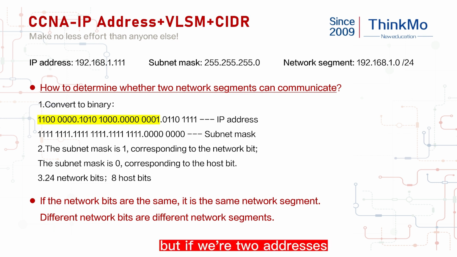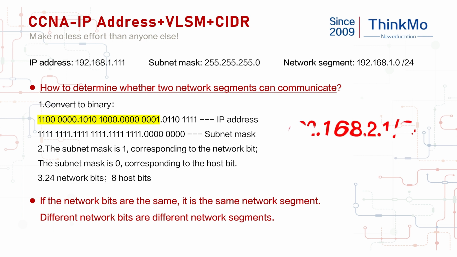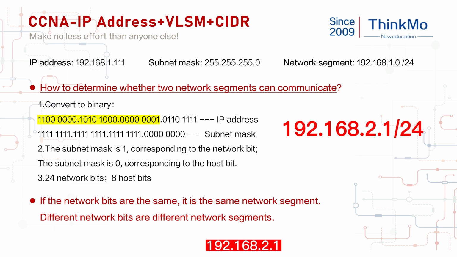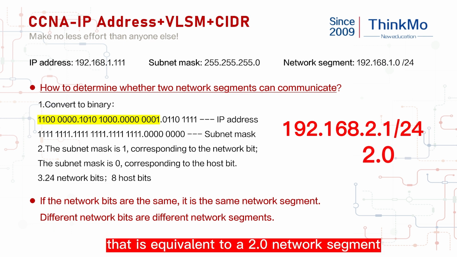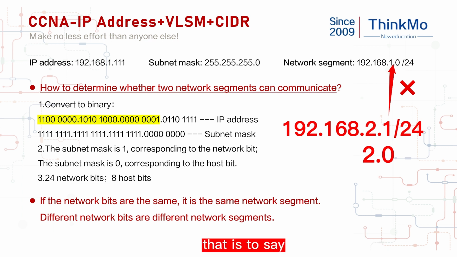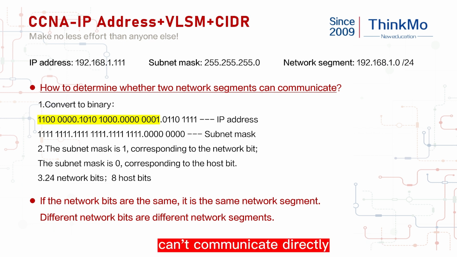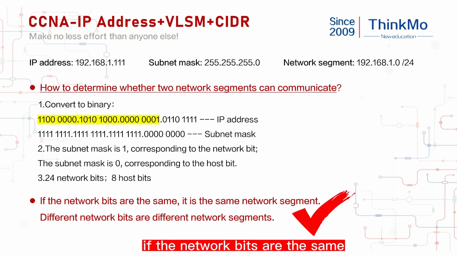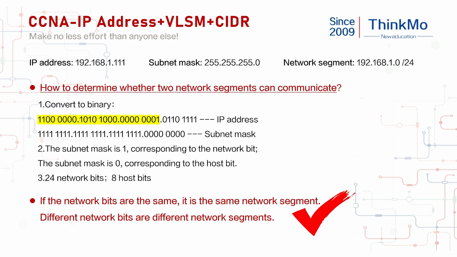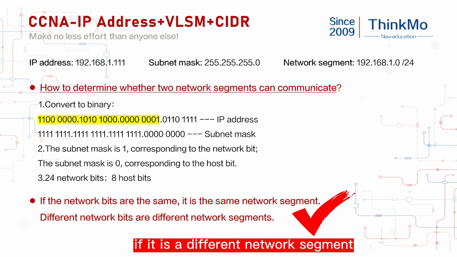But if for two addresses, for example, I now have a 192.168.2.1, such an address is also a 24-bit mask. That is equivalent to a 2.0 network segment. Not in the same network segment as this 1.0. That is to say, this part is actually different. So they can't communicate directly. We can communicate with the help of routing. They can't communicate directly without going through some other behavior. If the network bits are the same, it is the same network segment. If the network bits are different, it is a different network segment. If it is a different network segment, they cannot communicate directly.